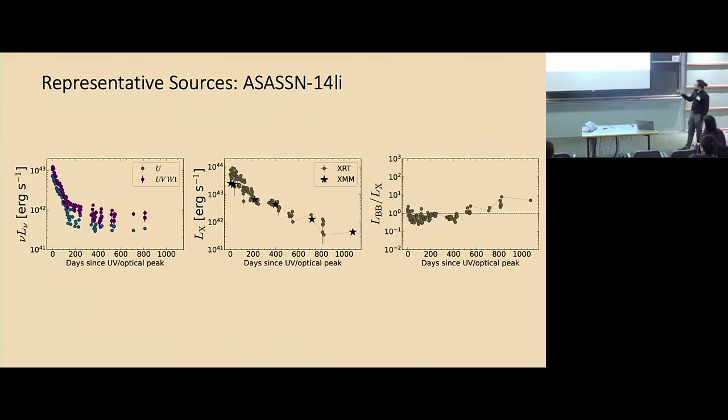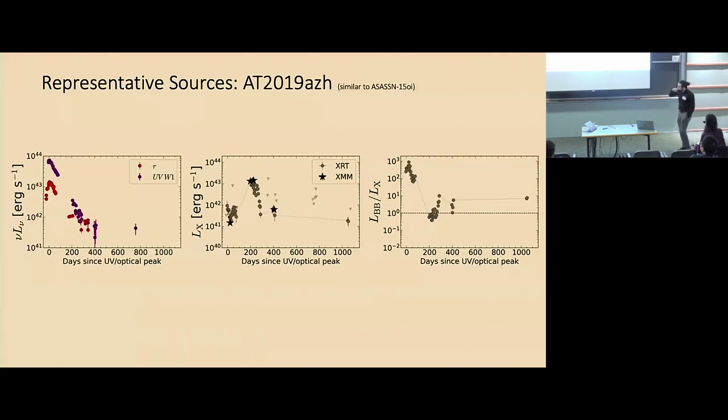You see for this source, there's very little evolution, a little bit less than unity at early times and a little bit of increase at late times, but not much evolution. And then a completely opposite example is 19AZH, where you have the same kind of evolution in the UV optical, but the X-rays are completely different.